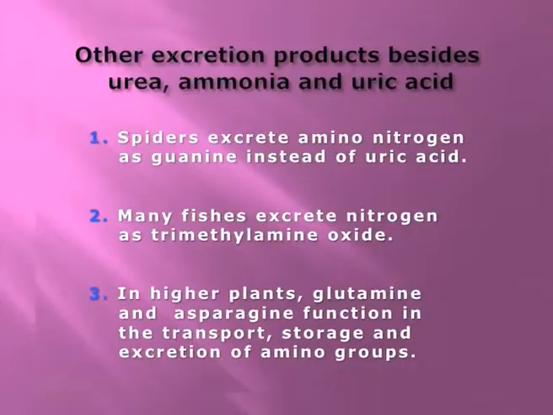There are other excretory nitrogenous products besides ammonium ion, urea and uric acid. For example, spiders excrete amino nitrogen in the form of guanine instead of uric acid. Many fishes excrete nitrogen as trimethylamine oxide. In higher plants, glutamine and asparagine function in the storage and transport of amino groups.